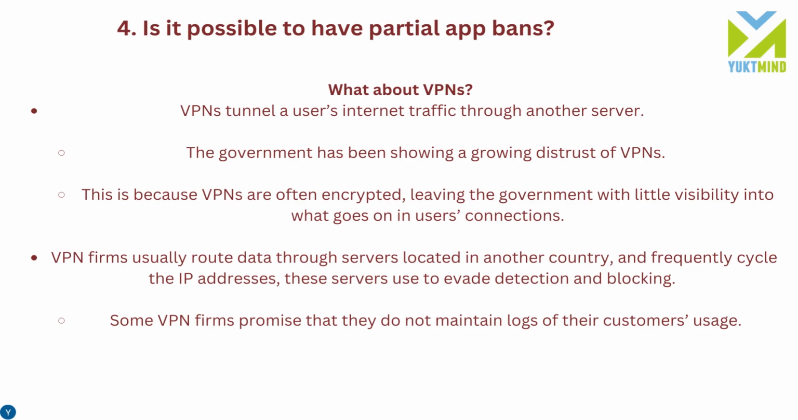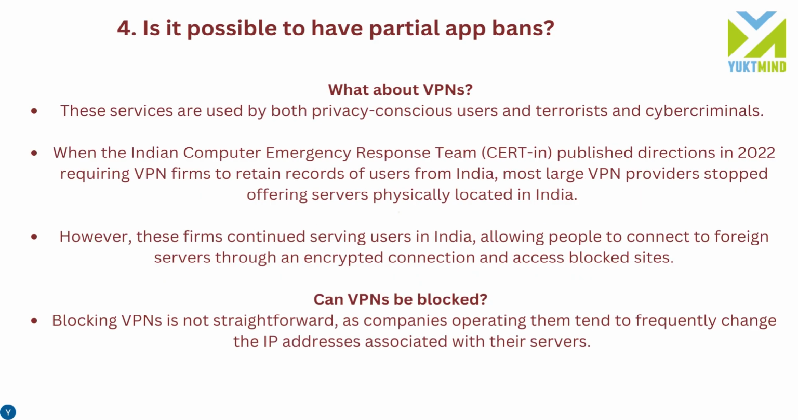VPN firms usually route data through servers located in another country and frequently cycle the IP addresses these servers use to evade detection and blocking. These services are used by both privacy-conscious users and terrorists and cybercriminals. When the Indian Computer Emergency Response Team, CERT-In, published directions in 2022 requiring VPN firms to retain records of users from India, most large VPN providers stopped offering servers physically located in India. However, these firms continued serving users in India.